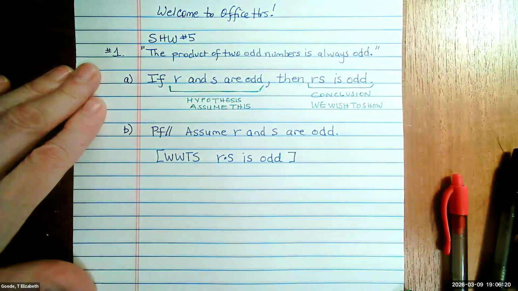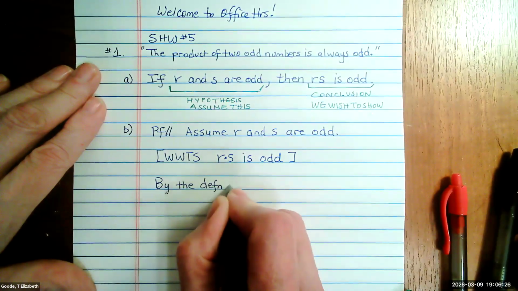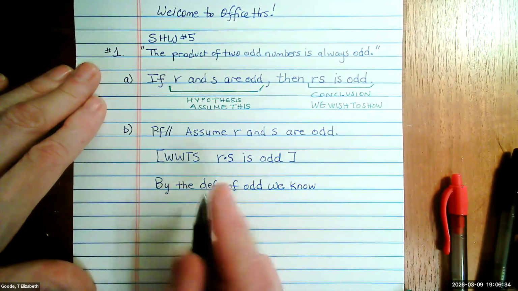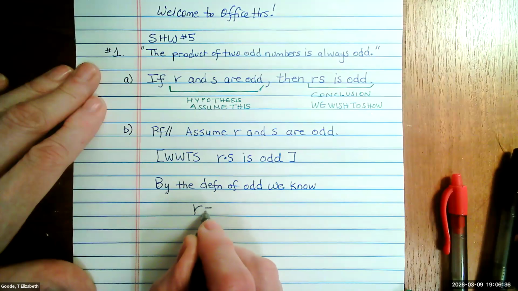All right. So are we going to start with the definition of odd? Yes. By the definition of odd, R equals what? R equals 2r+1.